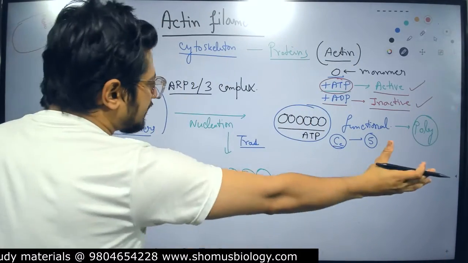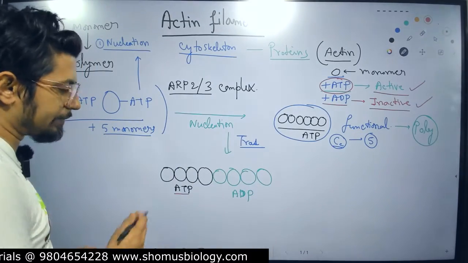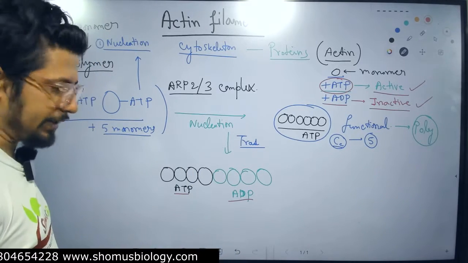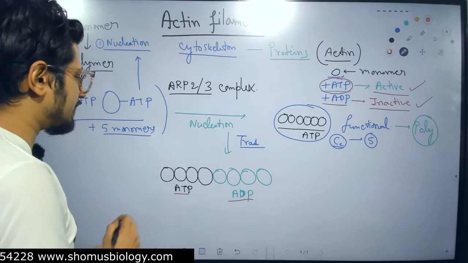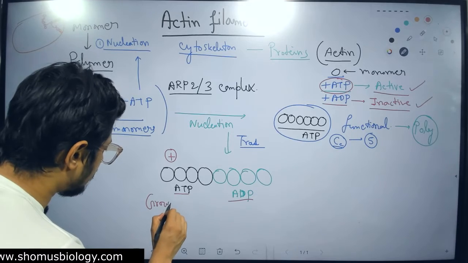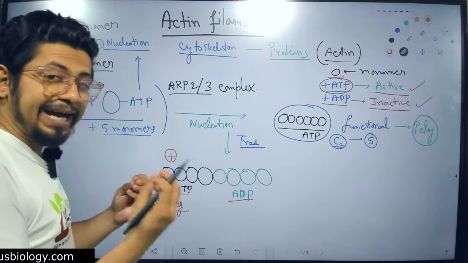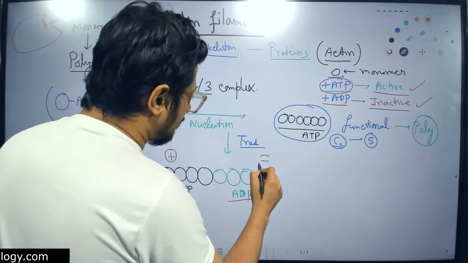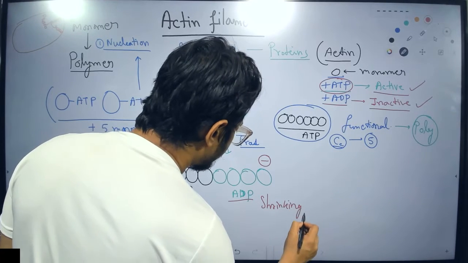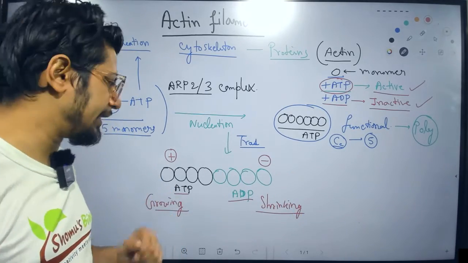So while this polymer is built, there are always two terminals. In one terminal, ATP associated actins are present predominantly. In the other terminal, ADP associated actins are present predominantly. The site where ATP associated actins are present is known as the plus end, because this is the growing end. The opposite end, where the ADP associated actins are present, is known as the minus end or shrinking end. So we have a growing end and a shrinking end, two separate ends like this.